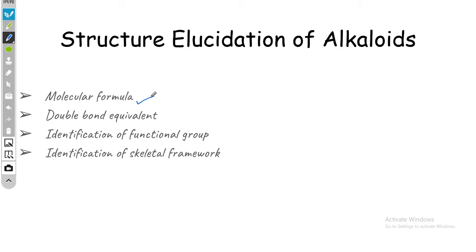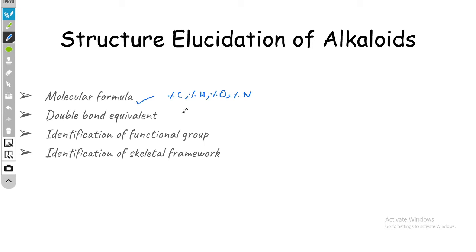In order to determine its molecular formula, we should have an idea about its molecular composition and the percentage of carbon, percentage of hydrogen, percentage of oxygen, percentage of nitrogen, etc. Then find out the empirical formula and finally the molecular formula. After finding out its molecular formula, we will calculate the double bond equivalent. So what is the number of double bond equivalent?